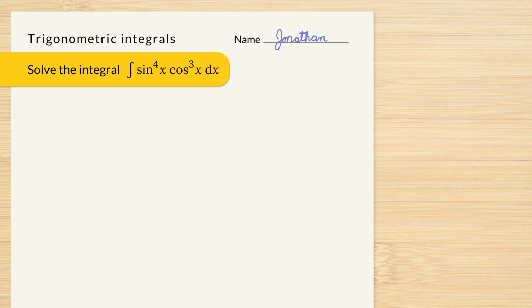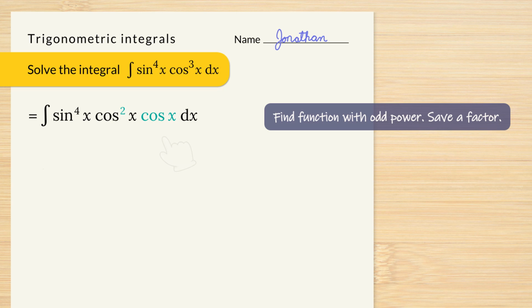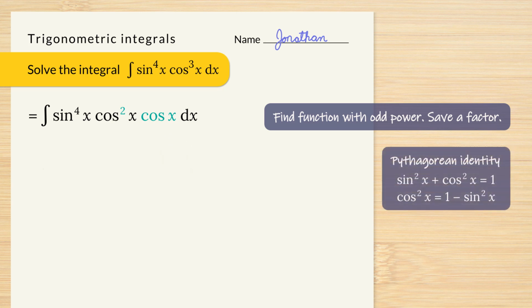We have a similar integral except that the powers are flipped. The power of 4 is now on the sine and the power of 3 is on the cosine. But the workflow is more or less the same. The function with the odd power is cosine. Save a factor of cosine. Rewrite the cos² in terms of sine. Using the Pythagorean identity, we can rearrange for cosine² as 1 minus sin². The integrand is now in terms of sine except for that cosine we saved.